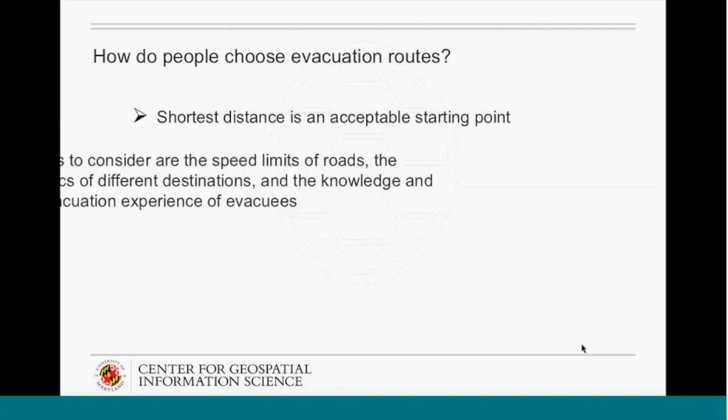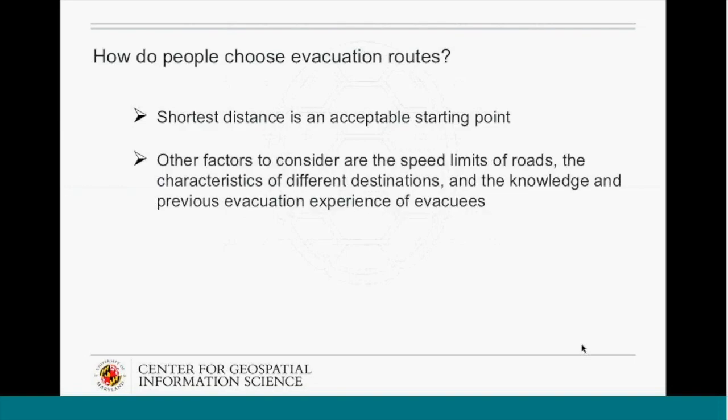You never know. Some other factors that you want to consider when trying to predict what evacuation route people will choose: speed limits of roads, the characteristics of different destinations, and the knowledge and previous evacuation experience of evacuees. Someone doing this for the first time is probably just going to take the route that they would usually take to get to work or to the mall or wherever the places are that they typically go to. Whereas someone with intimate experience of the evacuation process might say, wait a minute, I know a better way, there will be less traffic, and I can get to where I need to go more safely.